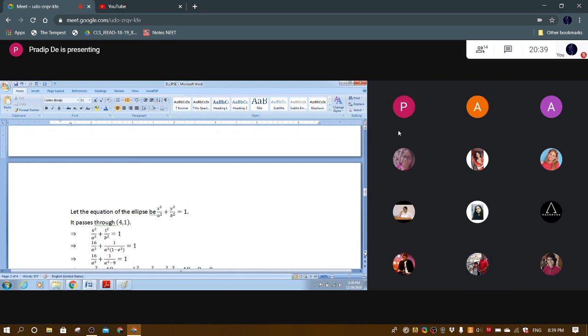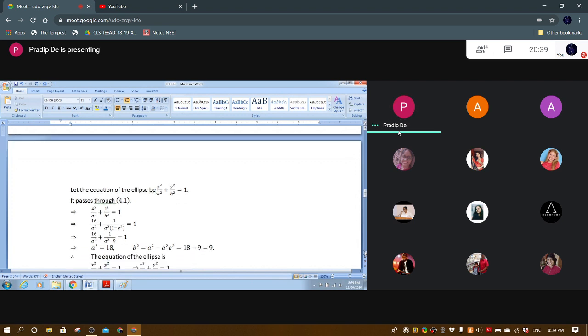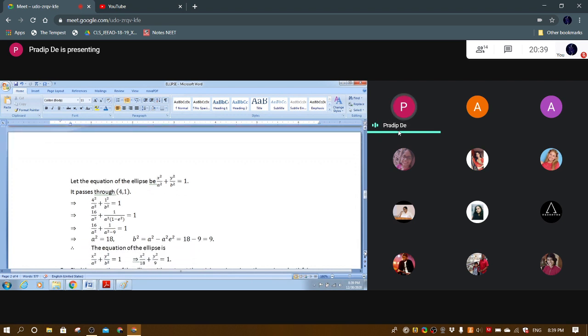Correct. a square 18, b square 9, and therefore the equation of the ellipse is x square upon a square plus y square upon b square equal to 1. That is x square upon 18 plus y square upon 9 is equal to 1.